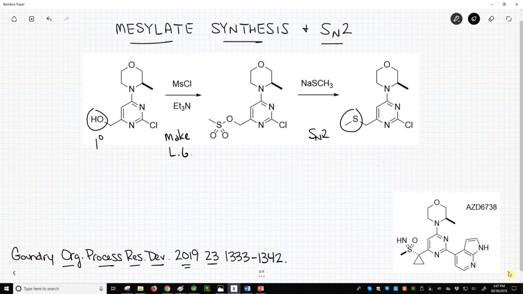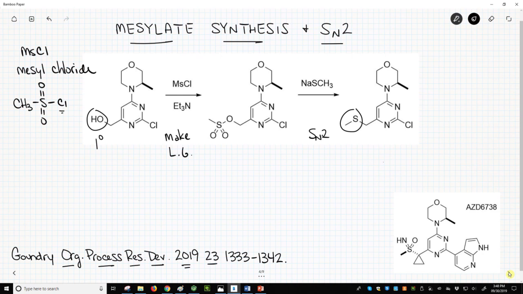The scientists at AstraZeneca selected mesyl chloride, or MsCl. Mesyl chloride stands for methane sulfonyl. That's mesyl. Here is the structure of mesyl chloride. So it has a CH3, an SO2, and a Cl. That is mesyl chloride. Many organic chemistry texts do not teach about mesyl chloride. I confess I do not teach this reagent in my own class.